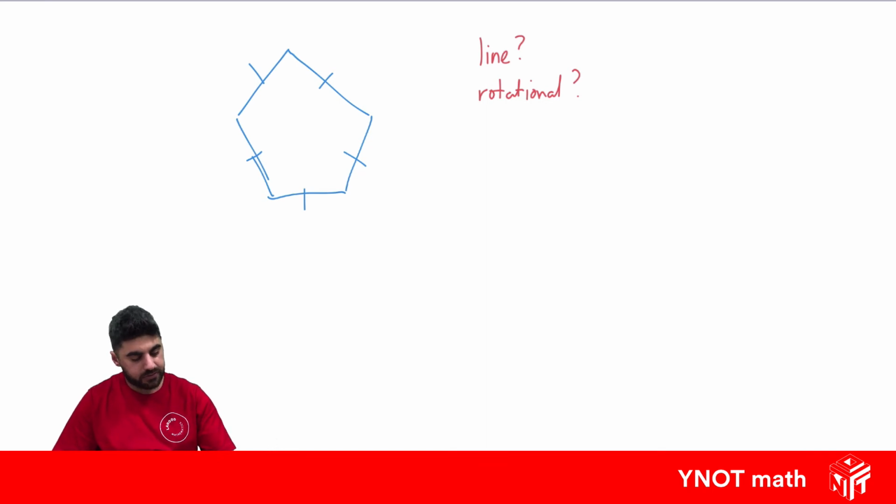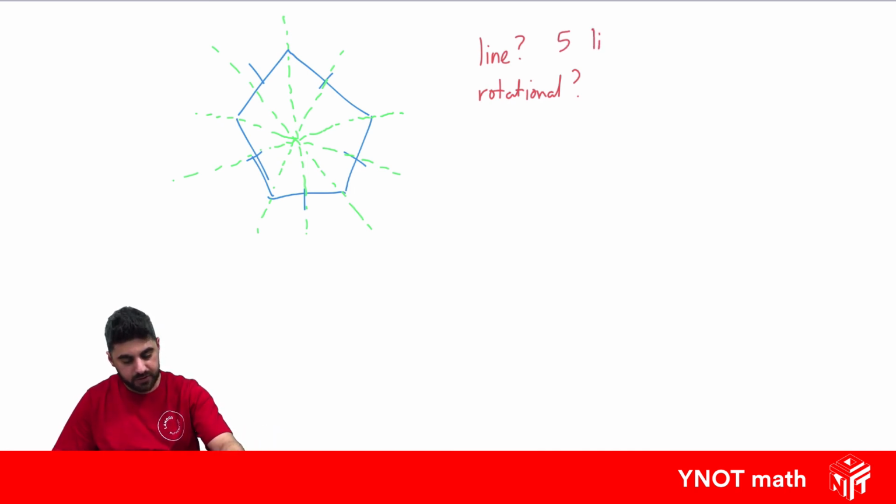So for line symmetry, we can definitely do one down the middle. And we can actually do one through every vertex going to the opposite side. So we can do one here, one here, one here, and lastly, one here. And there, we've done 5 lines. So it has 5 lines of symmetry.